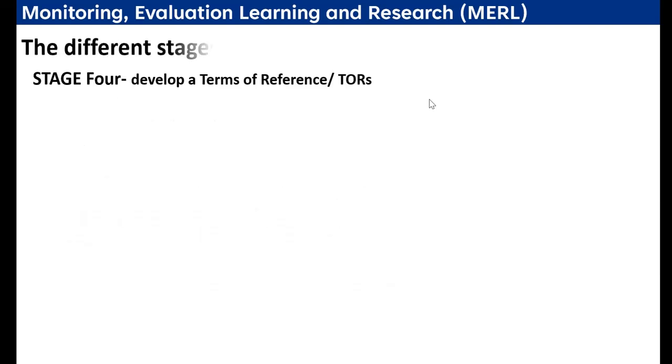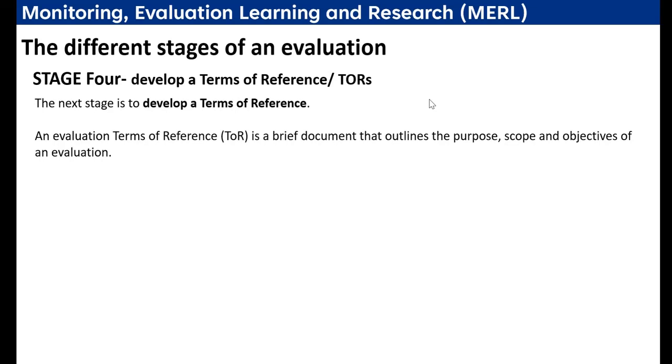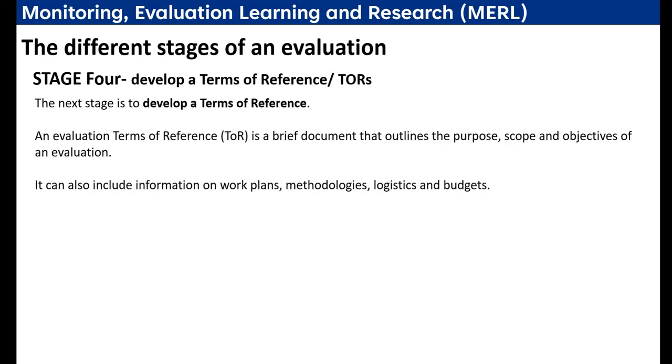Now stage 4. At this stage, you develop TORs. First, you identified the purpose, then you identified the type, then you decided about the stakeholders and mapped them. Now is the time to develop TORs, terms of reference. An evaluation terms of reference, which is called TOR, is a brief document that outlines the purpose, scope, and objectives of an evaluation. What is the purpose of this evaluation? What is the scope? And what are the objectives? These are the main contents of the TORs. It can also include information on work plans, methodologies, logistics, and budgets.